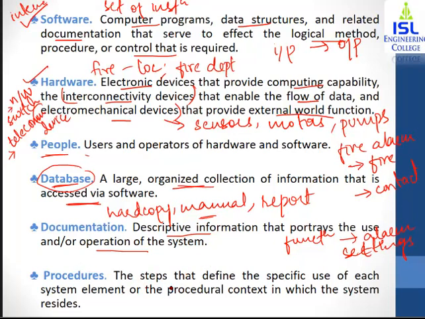The next is the procedures. Procedure is the steps that define the specific use of each system. That is, what are the steps that you're following so that a specific task can be achieved, or the procedural context in which the system resides. It is going to have the description of all of these elements.